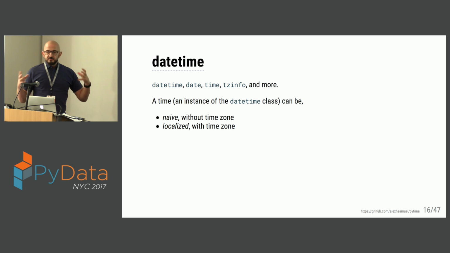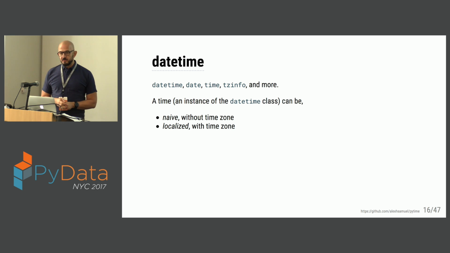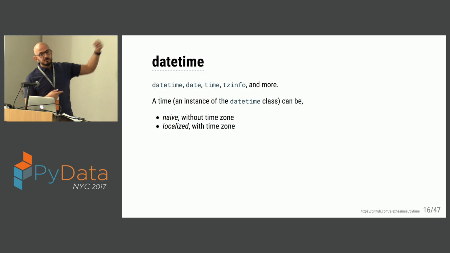So the sort of thing that most people reach for first is the datetime package in the Python standard library. If you import datetime, you already have a lot of functionality there. This solves many of our problems for us. The datetime package provides a time type, which it calls datetime. So both the module and one of the types in it are called datetime.